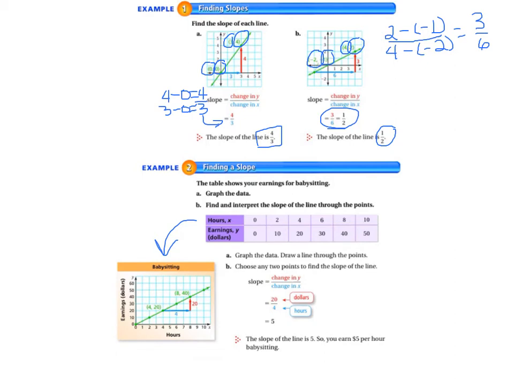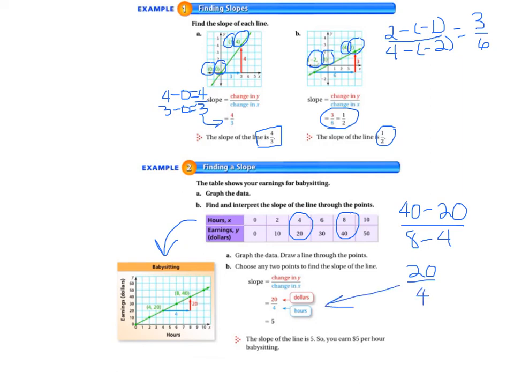So the book has chosen to do these 2 points, 8, 40 and 4, 20. So that makes our y values 40 minus 20, and our x values 8 minus 4. So when you subtract, 40 minus 20 equals 20, and 8 minus 4 equals 4.